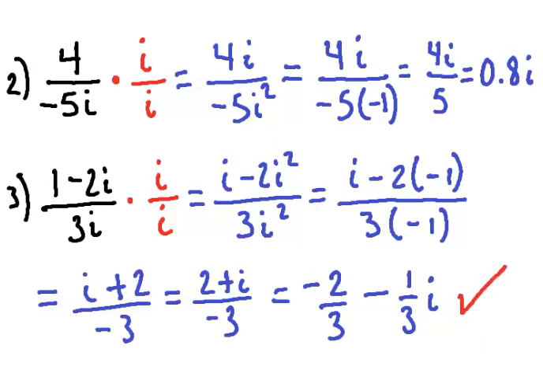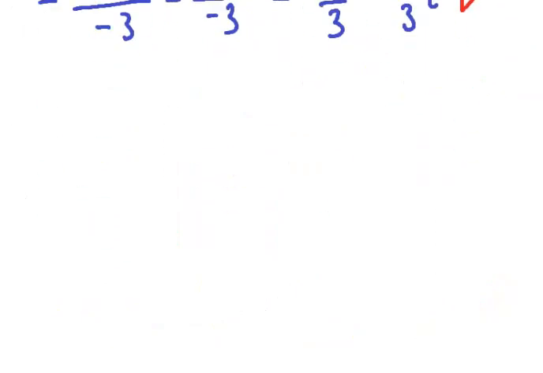So we have seen already how to deal with case 1, when we need to multiply with the imaginary unit. Now, what about case 2, when we need to multiply with the conjugate? Let's see some examples. Okay, example number 4.